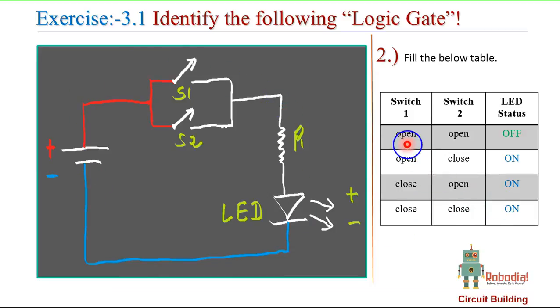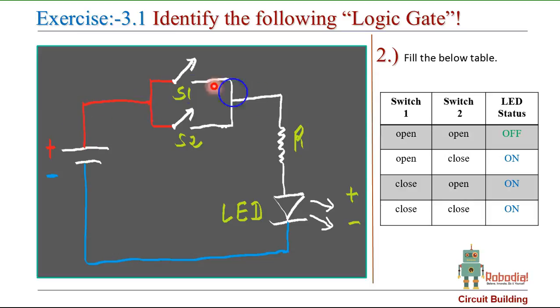So if you say the open position is 0 and closed position is 1, off as 0, on as 1, what is happening is when both the inputs are 0, the output is 0. When either of the inputs is 1, output is 1, right? Which is essentially the OR gate, the typical characteristic of an OR gate.